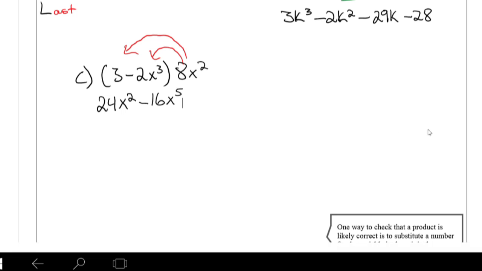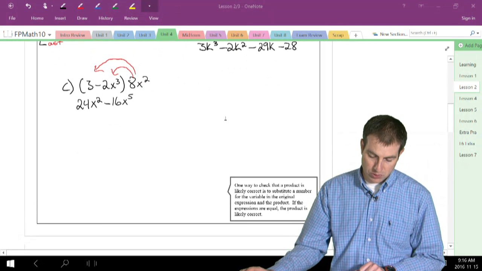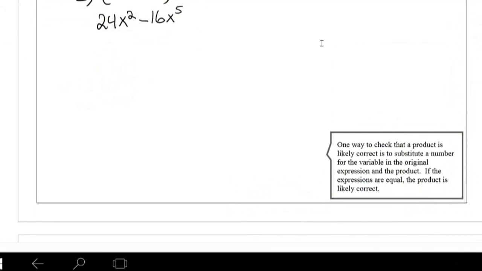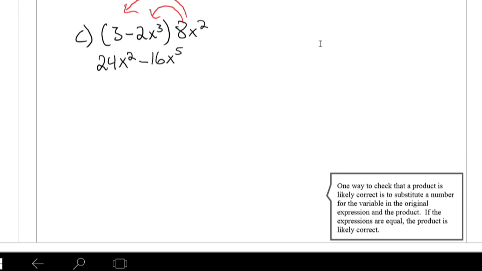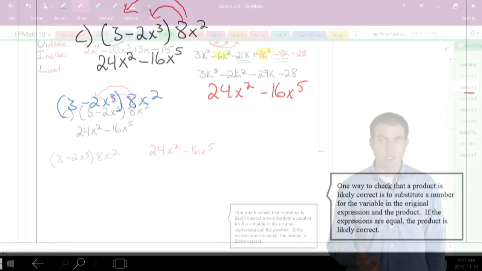There's a little note here. You can always do this to kind of check your answer. One way to check that a product is likely correct is to substitute a number for the variable into the original expression and the product. So let's try that. Remember, what you start with and what you end with are the same thing. So that's what I started with, and then 24x squared minus 16x to the 5th. That's what I ended with. So both of these things should be equal.